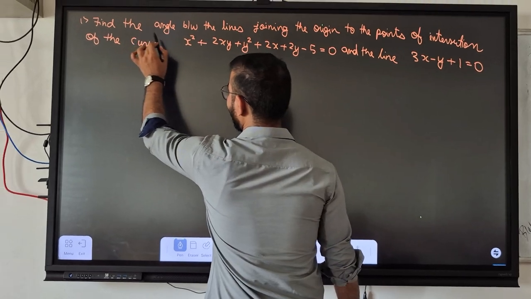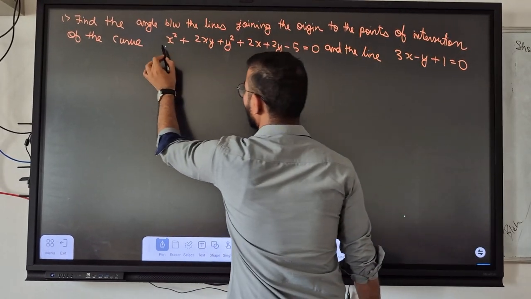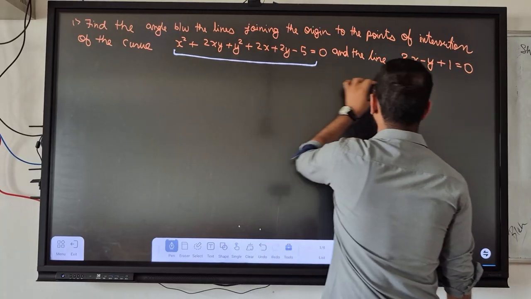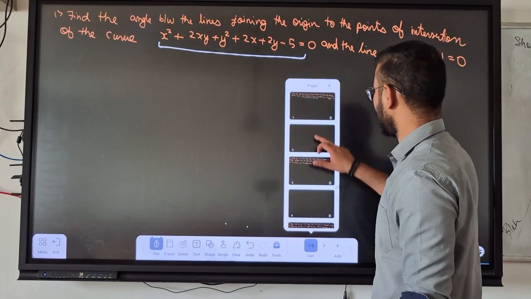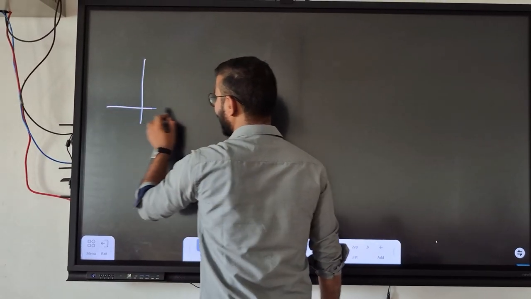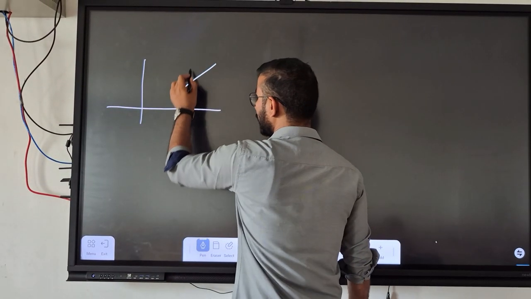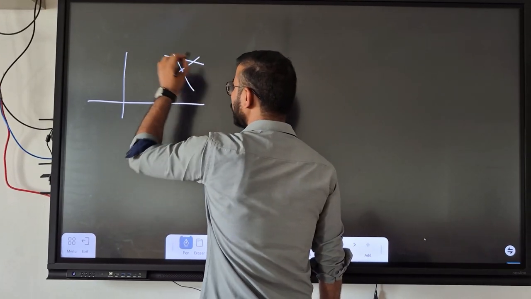The question is, find the angle between the lines joining the origin to the points of intersection of this curve given to you and this line. Let's first understand the meaning of that. The given equation is a pair of lines which is not passing through the origin. So these two lines would be there. Then there is another line given to you.